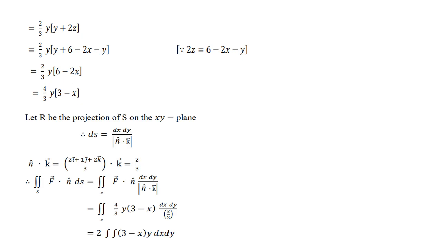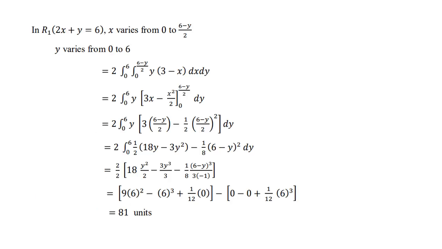Now let R be the projection of S on the xy plane. Therefore ds is equal to dx dy divided by the magnitude of the dot product of n cap and k vector. Therefore n cap dot k vector is equal to (2i vector plus 1j vector plus 2k vector) divided by 3, dotted with k vector, which is equal to 2 by 3. Therefore the double integral of the dot product of f vector and n cap ds is the double integral of f vector dot n cap dx dy divided by the magnitude of the dot product of n cap and k vector. By applying the values, we get 2 times the double integral of y into (3 minus x) dx dy.